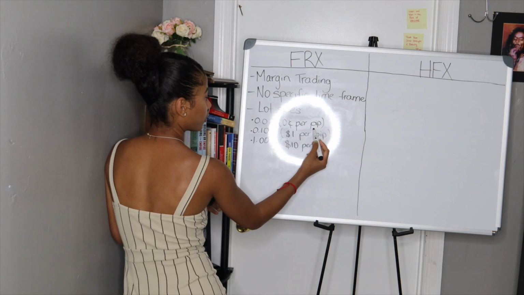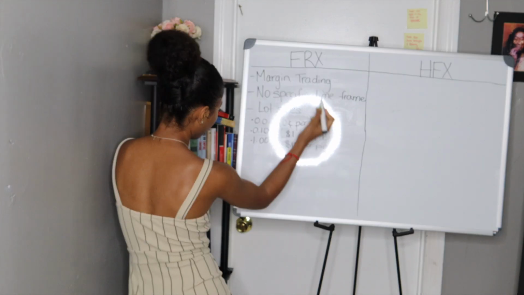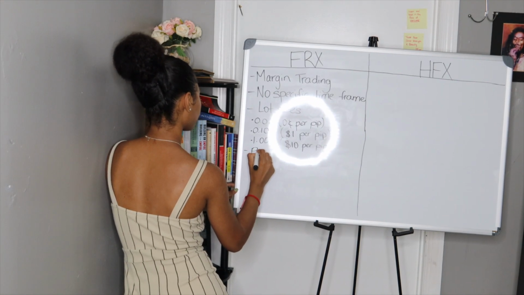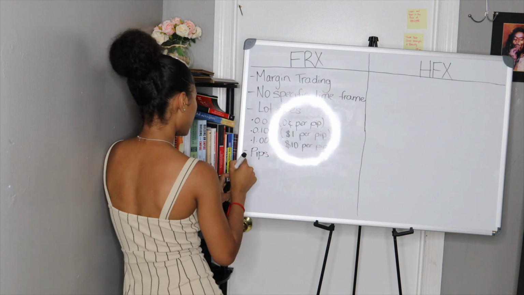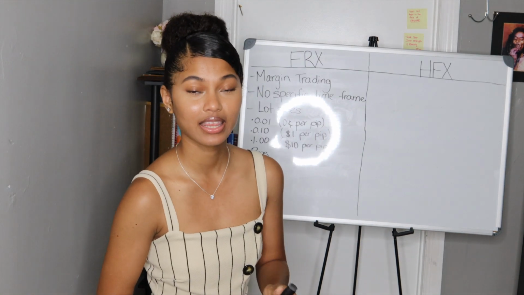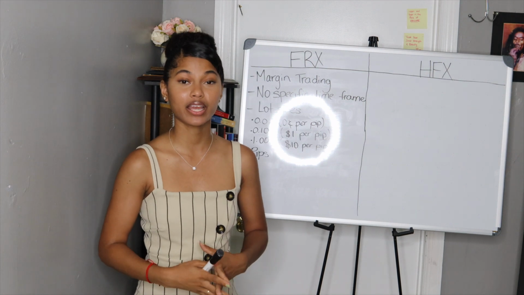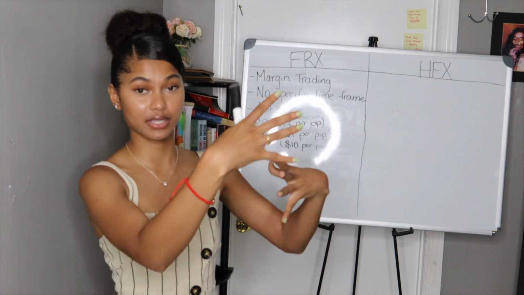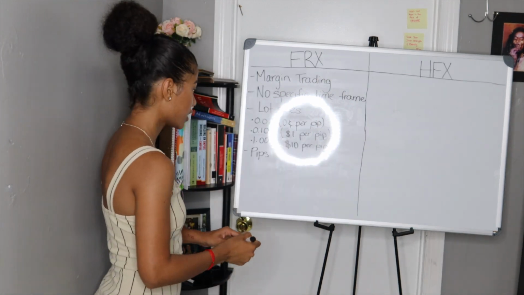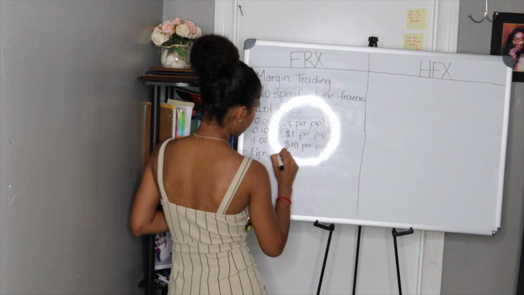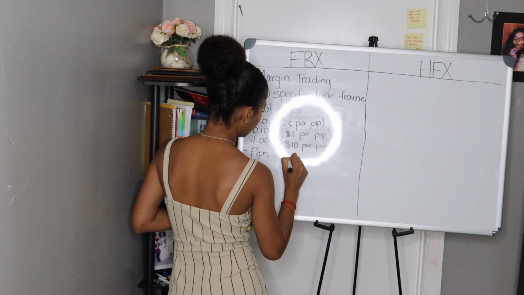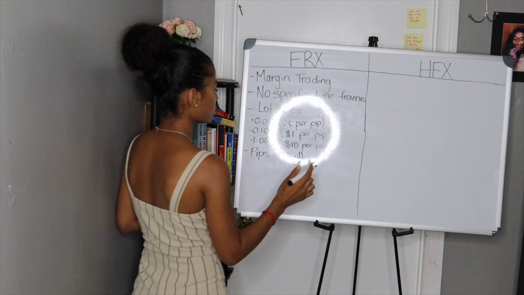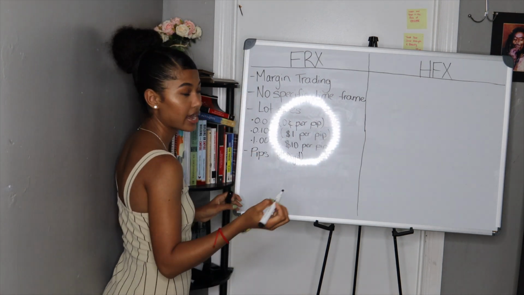Now you guys are probably wondering, what are pips? Also in FRX, you have something called pips. With pips, this is how you make money. Every movement that the market makes, you collect pips, and that's how you make your money. Just identify pips. That's the 4th digit.